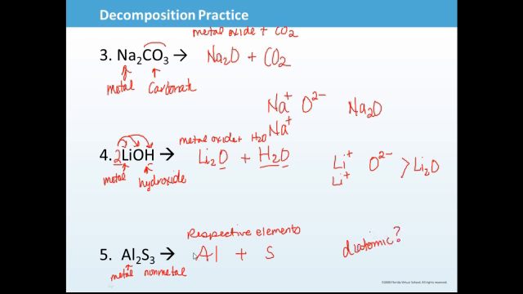Do I have any diatomic elements? Remember what those 7 were: hydrogen, nitrogen, oxygen, fluorine, chlorine, bromine, iodine. Nope, don't have any of those, so this is exactly what I write. I have 2 aluminums on the left, I need 2 aluminums on the right. I have 3 sulfurs on the left, I need 3 sulfurs on the right. I'm now balanced.